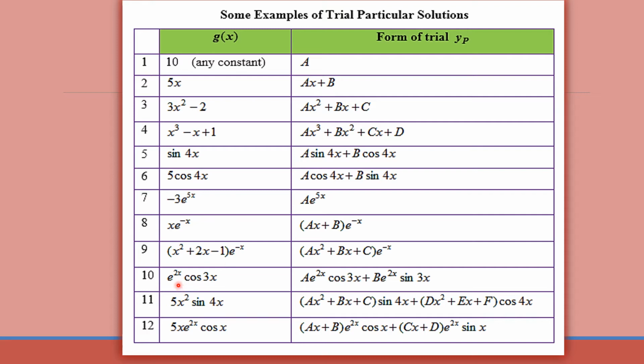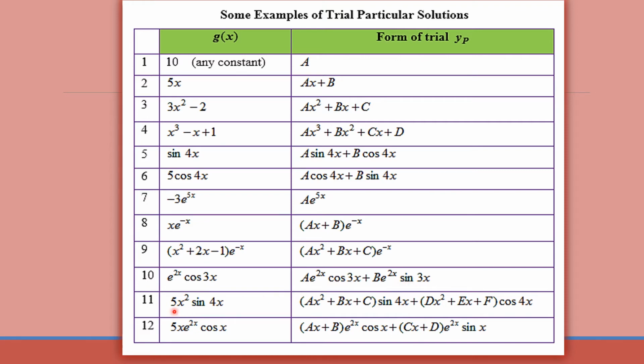In number 10, we see the g(x) given by a product of e to the power of 2x cos 3x. So we have a product of e to the 2x and cos 3x. Now the yp will be given by A e to the 2x cos 3x plus B e to the 2x sin 3x. Okay, so you have A e to the 2x cos 3x as a function similar to what we have in the g(x), but then you have to add another term involving the sine function.